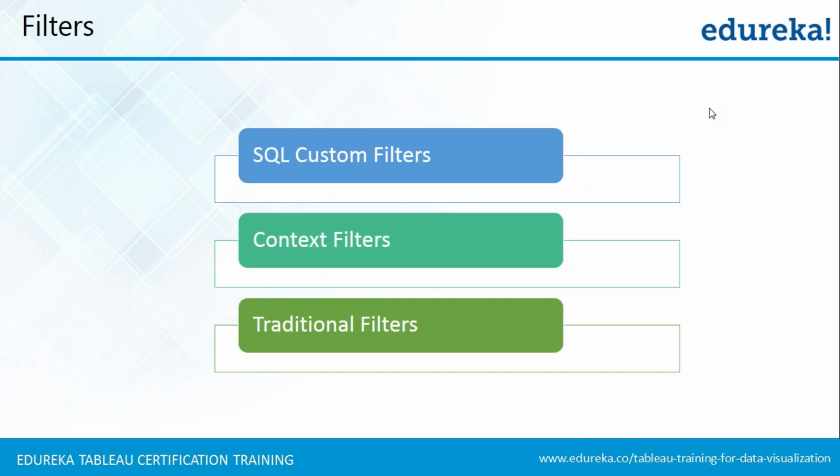When Tableau is creating the visualization, it will check to see if a value is filtered out by a traditional filter. It is not performed at the table level, and it is very slow among all the filters. But it does have an advantage, because creating a traditional filter is very easy. You just simply have to drag a field and drop it onto the filter shelf.